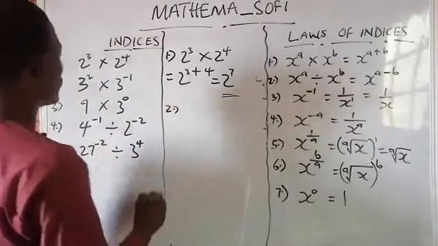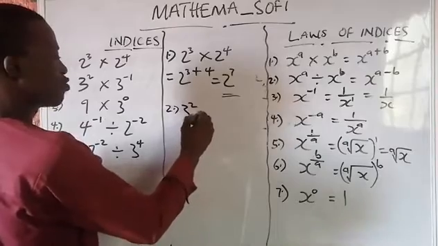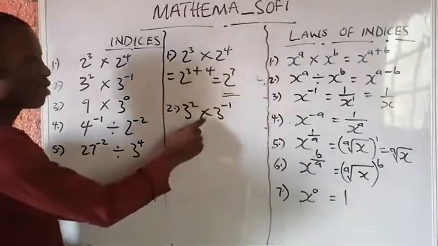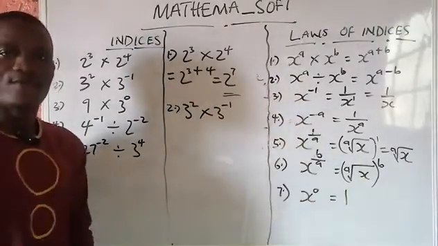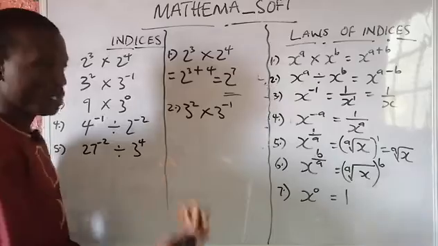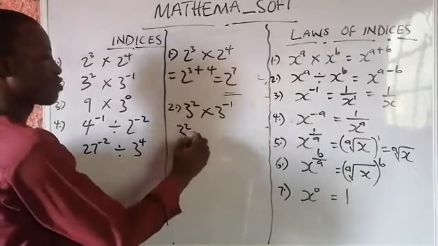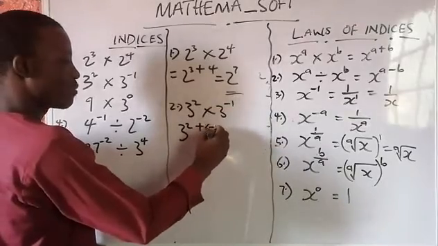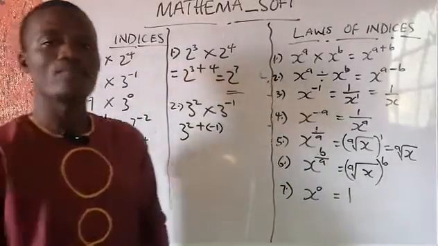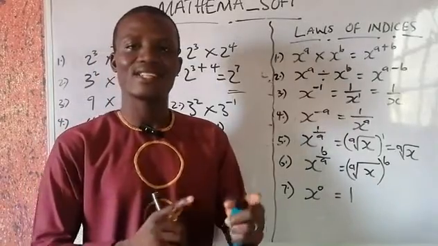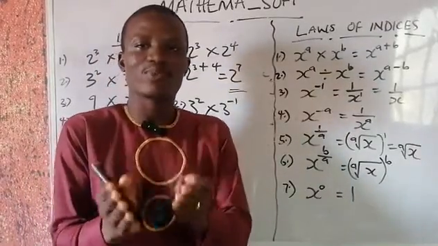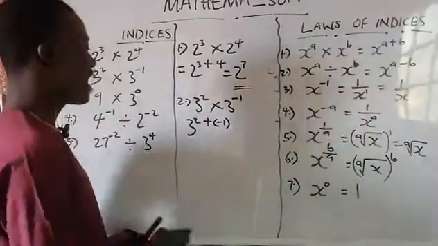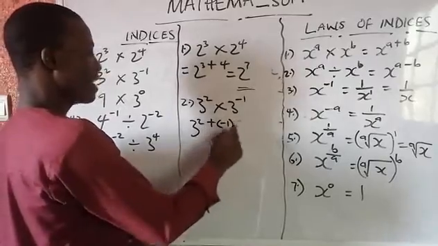And then I have number 2. Number 2 says 3 raised power 2 times 3 raised power minus 1. Of course, I know that this is still multiplication. It will still follow the first law of indices, okay? And then I'm going to have 3 raised power 2 plus this minus 1 that is here. I have to separate it with brackets. I've told you before, avoid writing signs side by side. So you need to just use brackets to separate them so that they will not just be stuck together. So I have plus, bracket, minus 1.